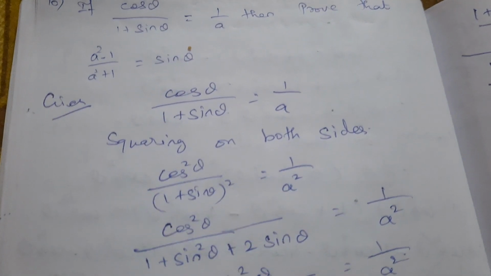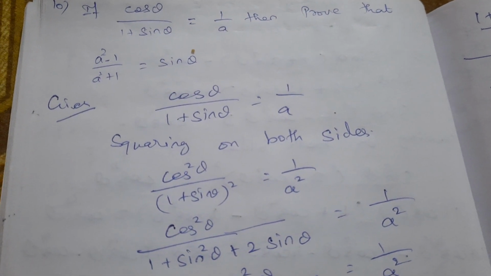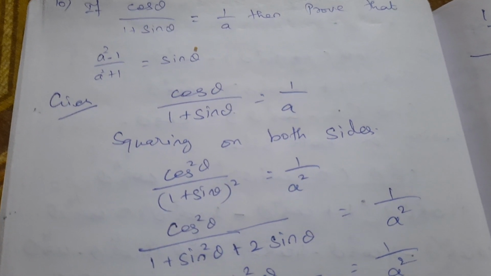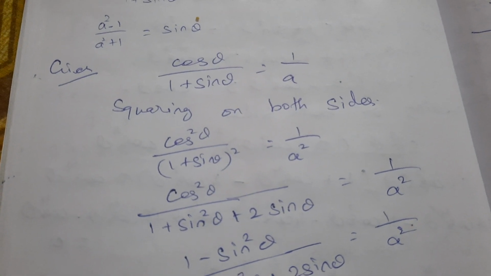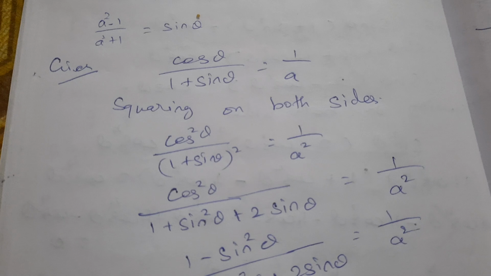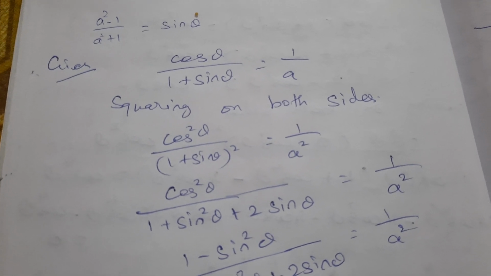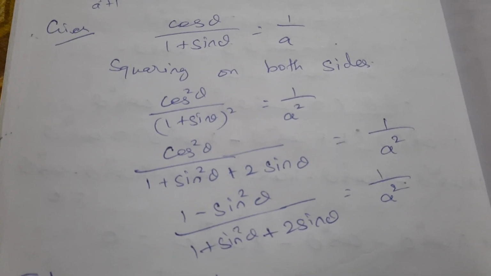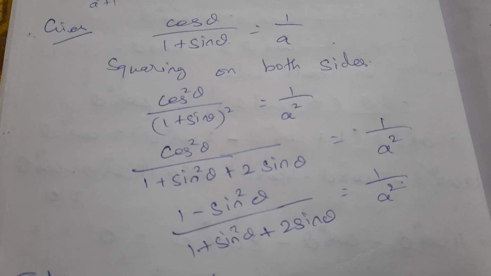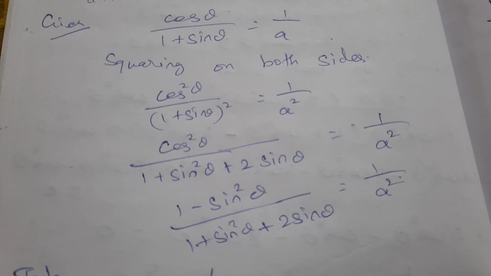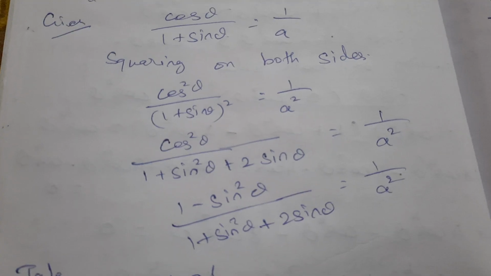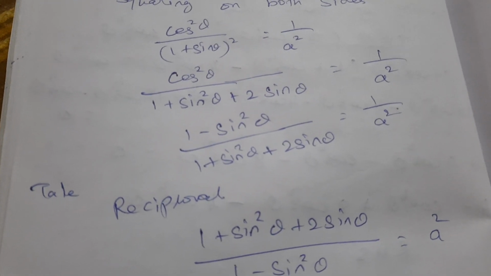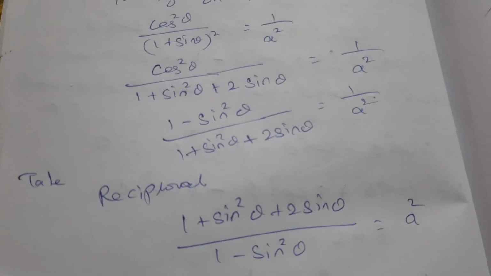So cos squared theta by (1 plus sin theta) the whole squared is equal to 1 by a squared. For the denominator we use the (a plus b) the whole squared formula: 1 plus sin squared theta plus 2 into 1 into sin theta is equal to 1 by a squared. In the next line, cos squared theta we change to 1 minus sin squared theta, by 1 plus sin squared theta plus 2 sin theta, is equal to 1 by a squared. Now we take the reciprocal, then we get a squared.